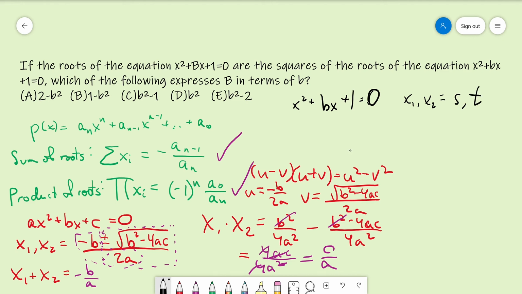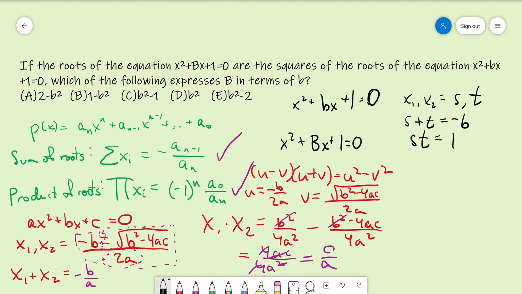Then what do we know about the sum of s and t? Well, we know that s plus t is going to be equal to negative little b, because a is 1 in this case. And we know that the product of s and t is going to equal just 1, because a is 1, c over a, so 1 over 1. Well, we are told that the roots of x squared plus big bx plus 1 are the squares of the roots of the little equation.